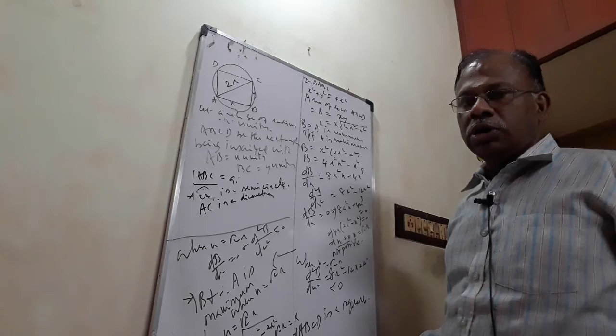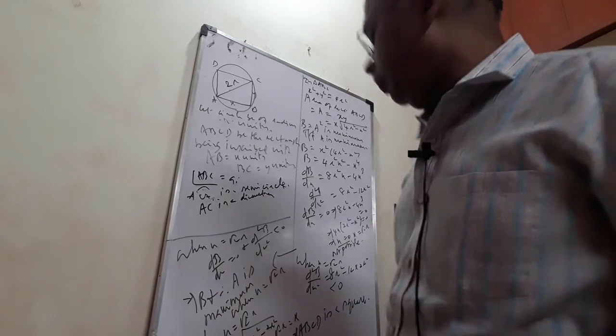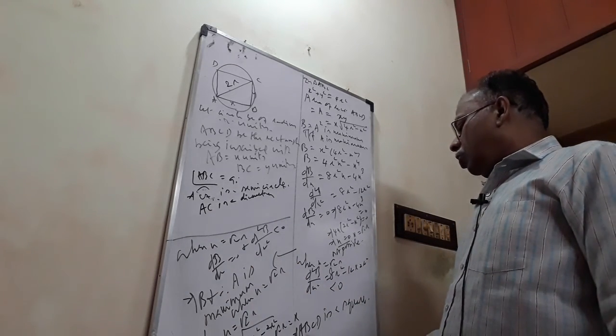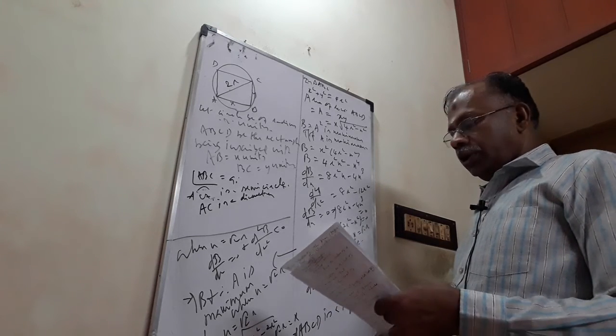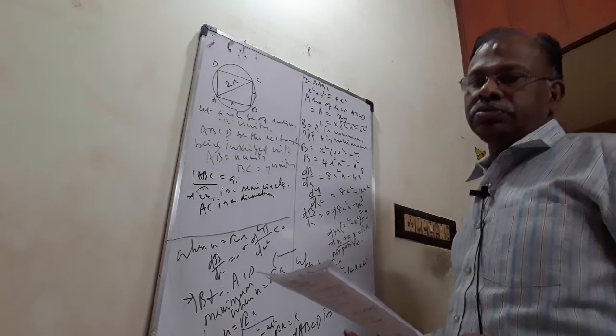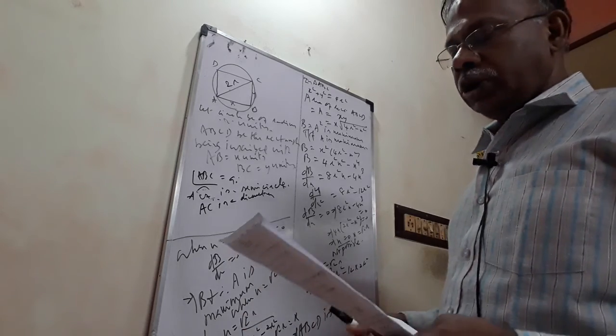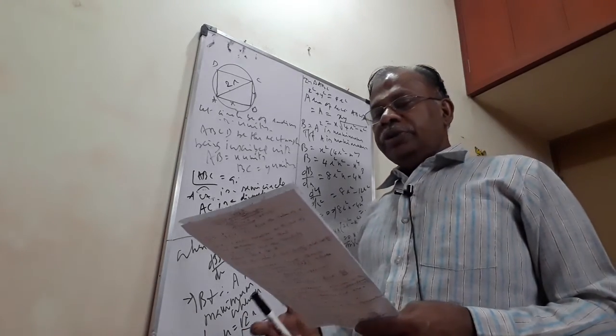When x is root 2 r, I am able to prove y is equal to root 2 r, equal to x. If x and y are equal, it implies ABCD is a square. ABCD is a square. I think I have done up to the 20th problem.